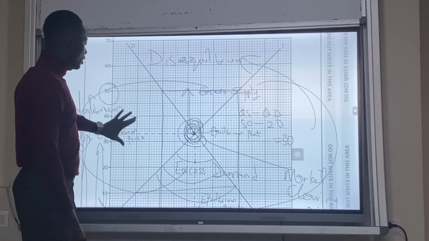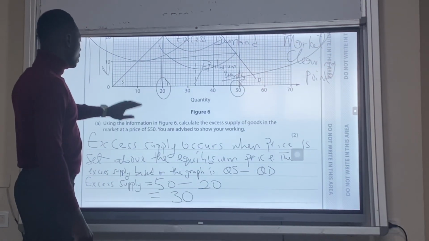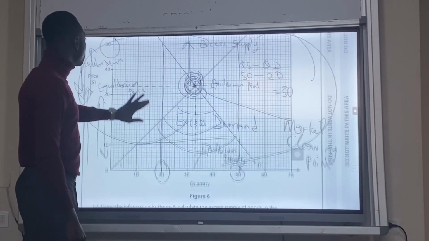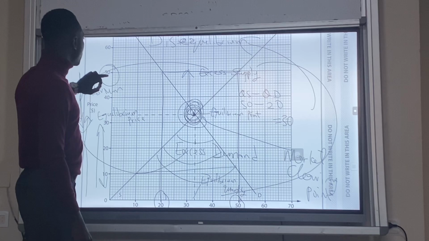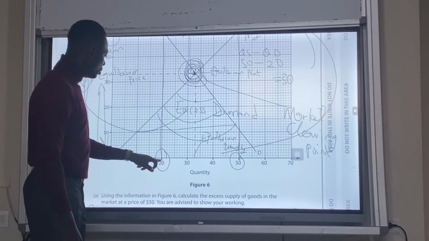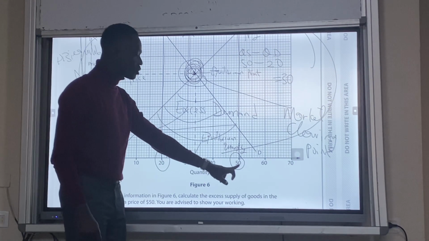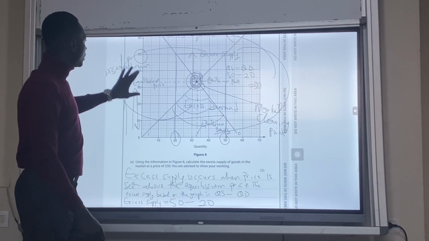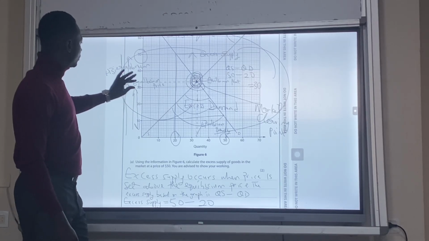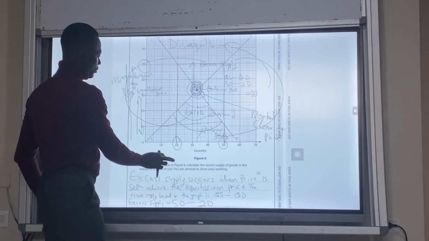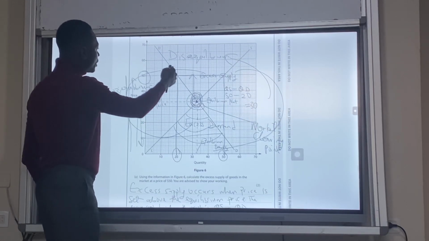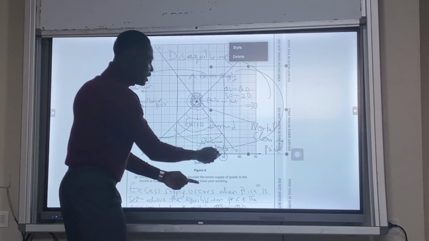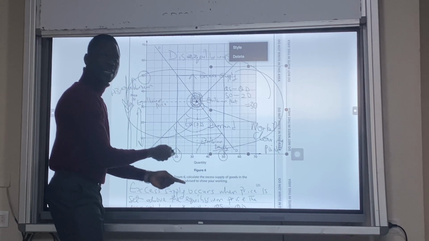Now, here there is excess supply at the price of 50. The question says, calculate the excess supply of goods in the market at the price of 50. At the price of 50, we have our quantity demanded traced to 20 and quantity supplied traced to 50, right? Look at it. This is our quantity demanded at this point, the quantity supplied at this point. So the difference between the quantity supplied and the quantity demanded is our excess supply.